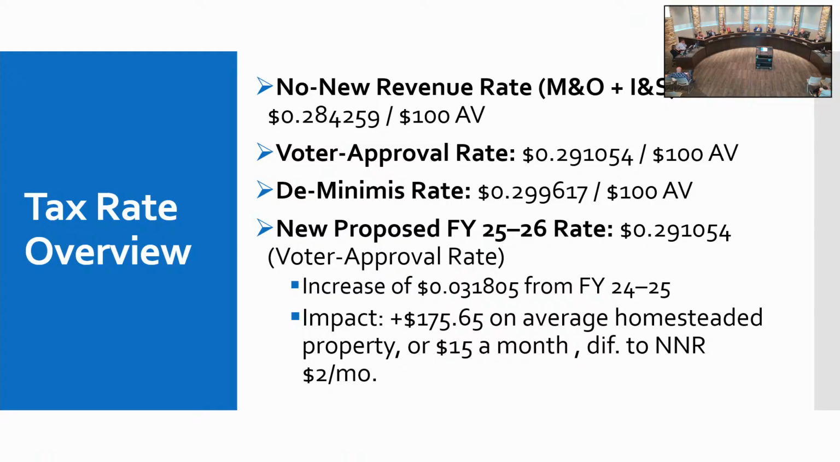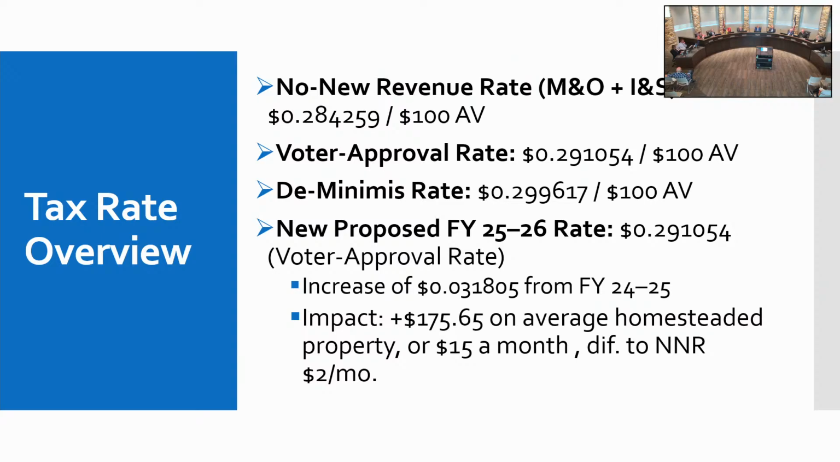The tax rate overview. Okay, so the no new revenue rate, which is the maintenance and operation plus the interest and sinking, or the debt, is 28 cents. The voter approval rate is 29.1 cents, and the de minimis rate is 29.9. And so the new rate is 29.1 and change.